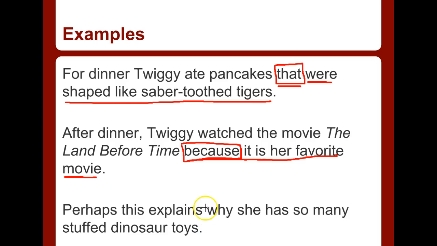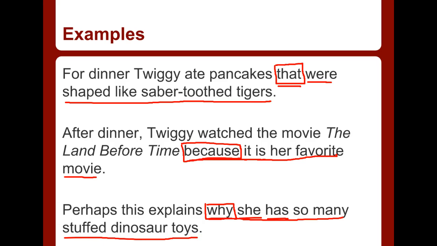The last sentence, why, is a word that starts a dependent clause. She is the subject. Has is the verb. And once again, I can't just walk up to somebody and say, why she has so many stuffed dinosaur toys. It's not a question, it's a statement, but it's not a complete thought because this is a dependent clause.